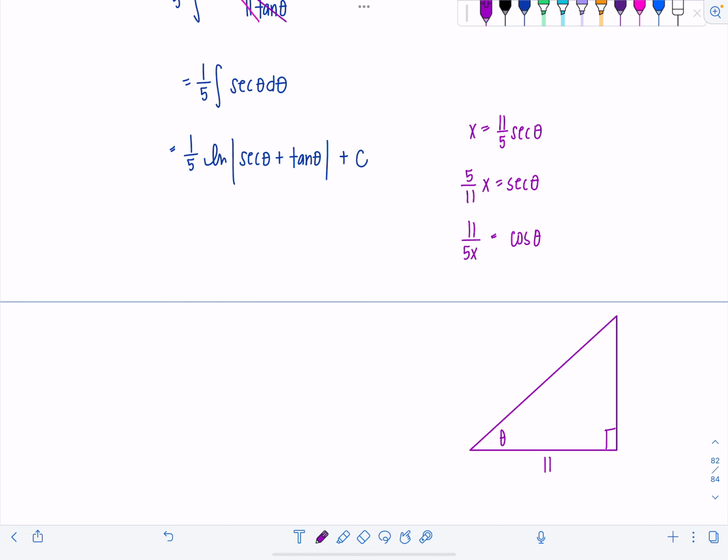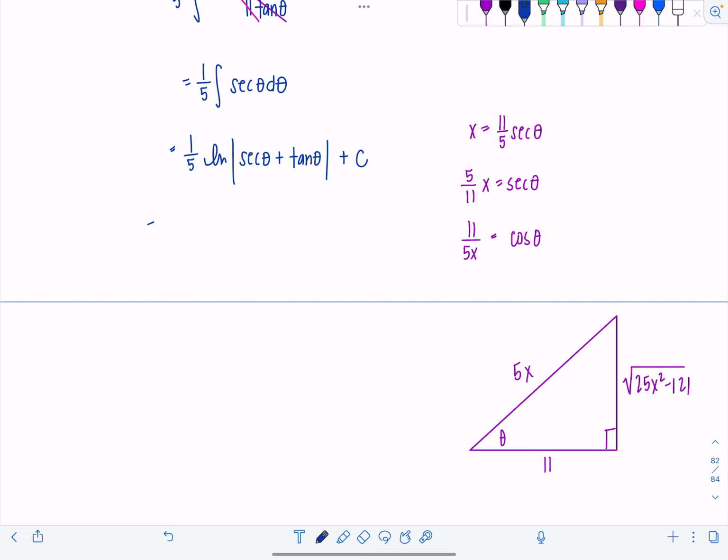Cosine is adjacent over hypotenuse. And then we need this missing side here. So using the Pythagorean theorem, it's going to be square root of 25x squared minus 121. Okay? And notice that was the original radical expression we saw in the integral to begin with, which is pretty normal.